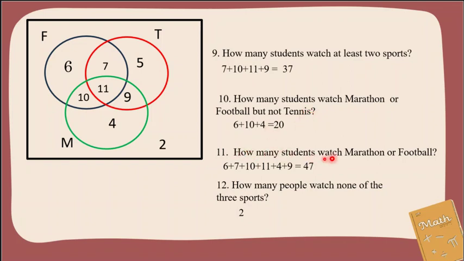Then how many students watch marathon or football? This time around there is another nuance here to pay attention to. It said marathon or football. It didn't exclude tennis people. So anybody who watches football or anybody who watches marathon, we have to include. And that is 6 plus 7 plus 10 plus 11 plus 4 plus 9, making 47. So so far as they have anything to do with marathon or football, we are adding them. And that is why this time around we are adding everything that has anything to do with football or marathon without considering whether they pay attention to tennis or not.